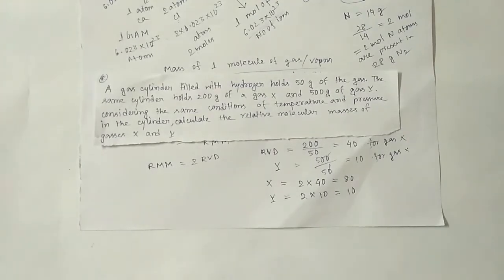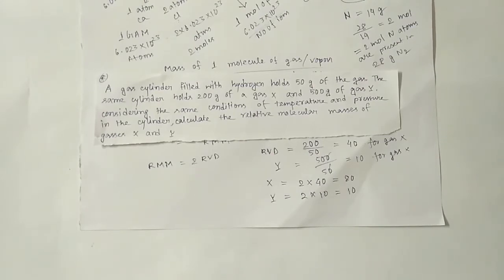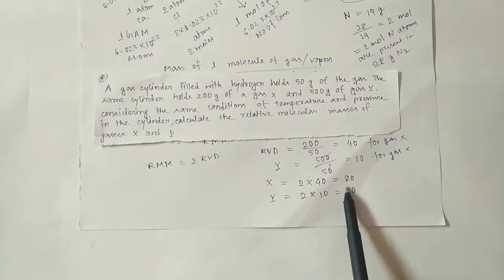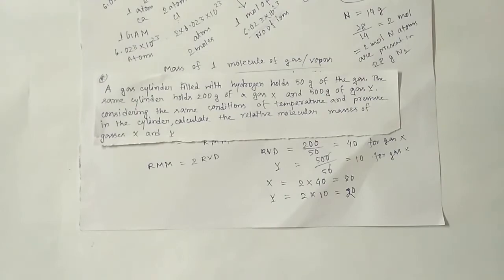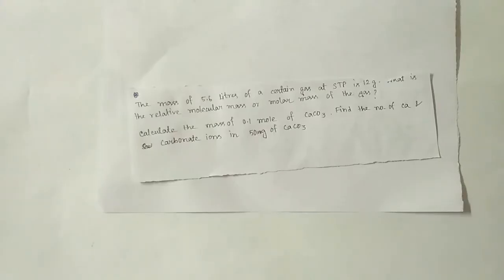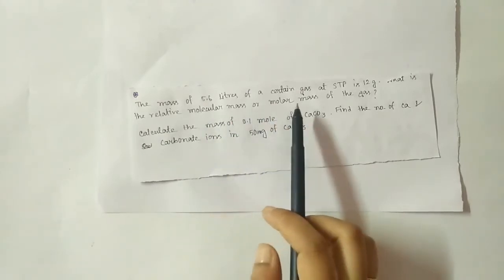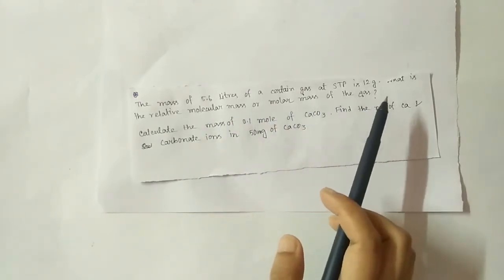Actually relative molecular mass has no unit because it is a ratio just like relative vapor density. That is why there is no unit of relative molecular mass. So the final answer will be that relative molecular mass of gas X is 80, relative molecular mass of gas Y is 20. Now I have taken another question for you. The mass of 5.6 liters of certain gas at STP is 12 gram.